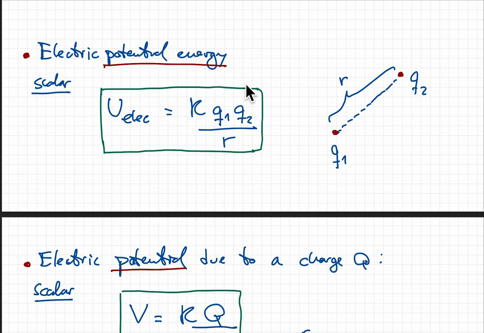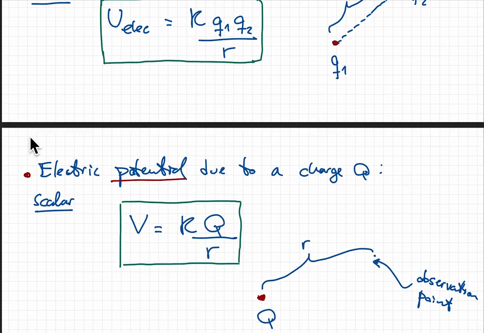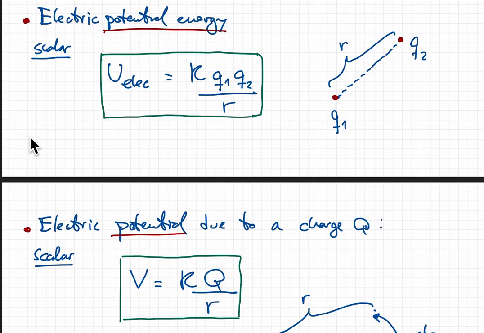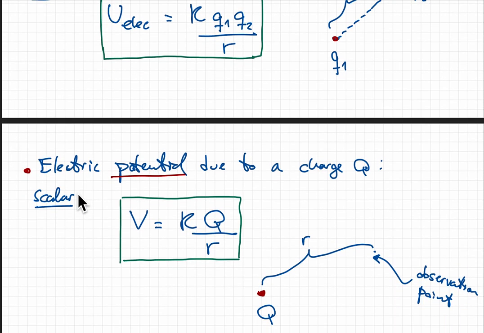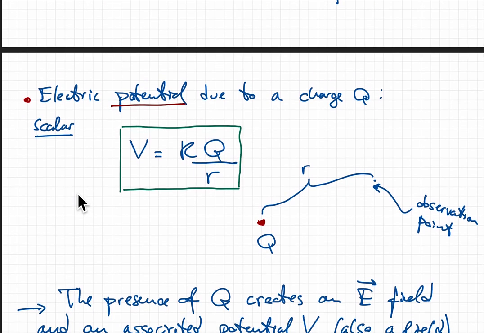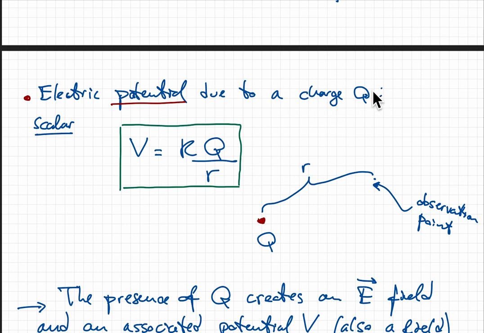Now, to help us with electrical potential energy, it's useful to define something called the electric potential. This is important to distinguish from the potential energy. The electric potential is, if you want, the analog of the electric field, but now for energy instead of for the force. This electric potential is defined entirely due to a single charge Q, and this expression here, and it's a scalar. It's just a number. It's the constant K times the charge divided by R.